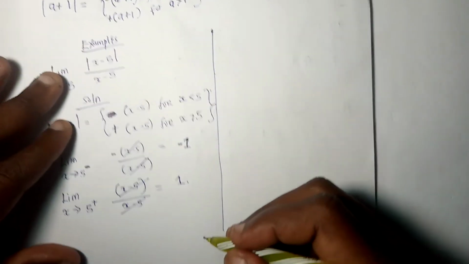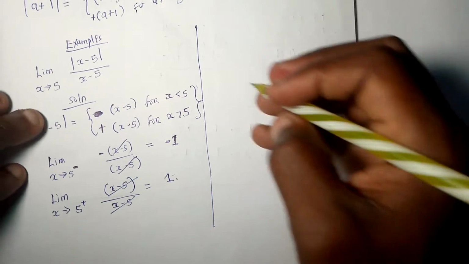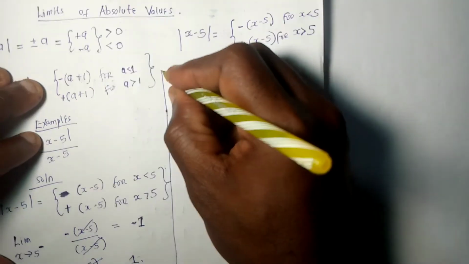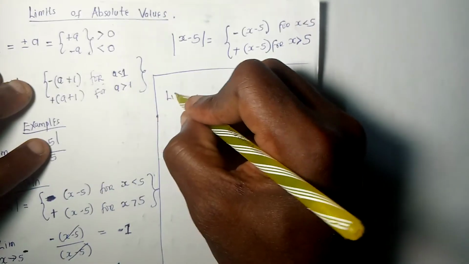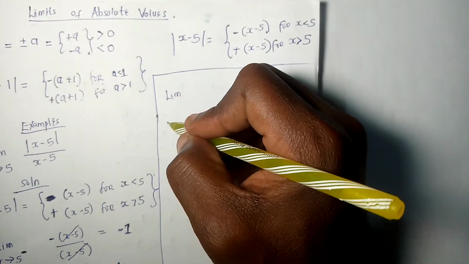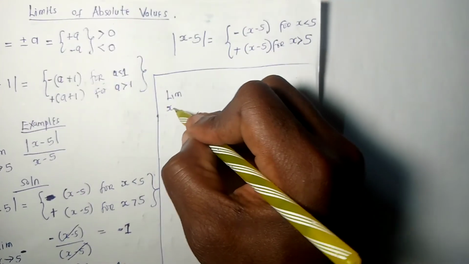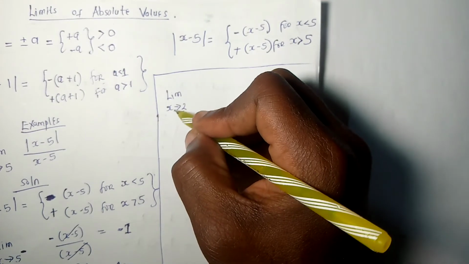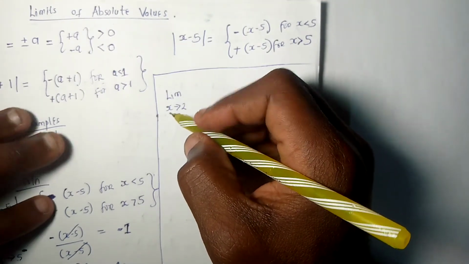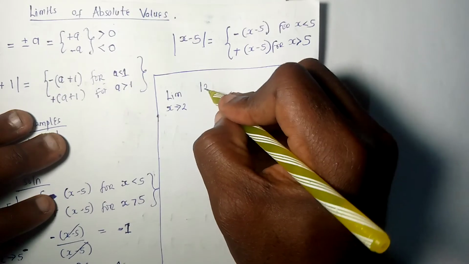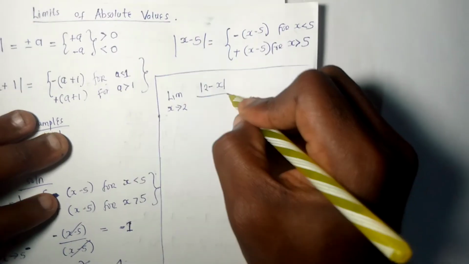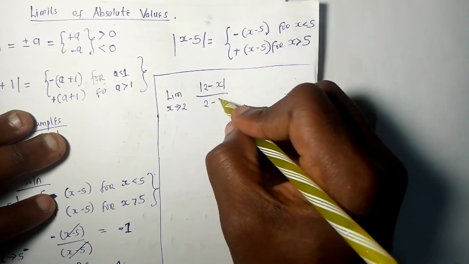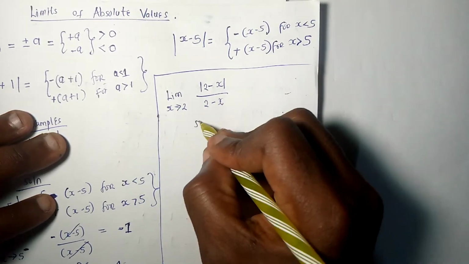So we are told to evaluate the following limit: the limit as x approaches 2 of the absolute value of (2 minus x) over (2 minus x). All right, so the solution.